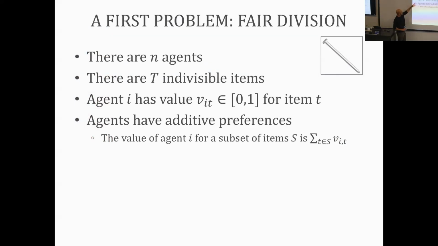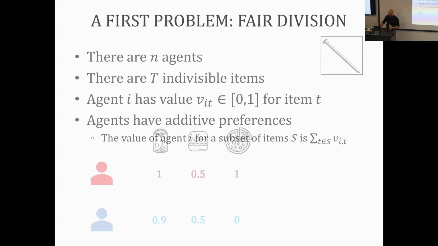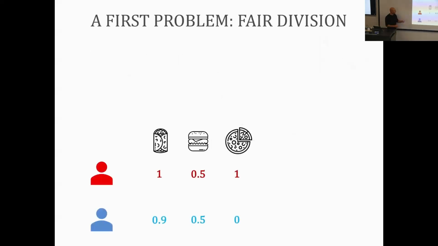So I have n agents, the food banks. There are t indivisible items. These are the truck drivers, and every agent i has a value v_it for item t. I'll think of agents as having additive preferences. So if I give you a subset of goods, then your value is the sum of values. Great. This is an example of a problem: a red agent, a blue agent, 3 items, and these are the values. So what do you do?